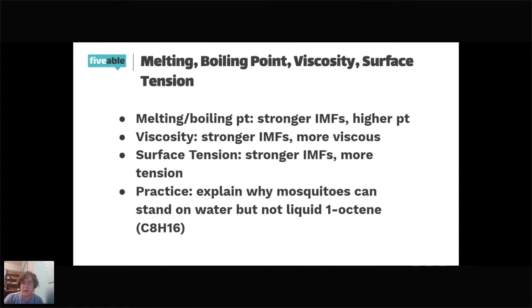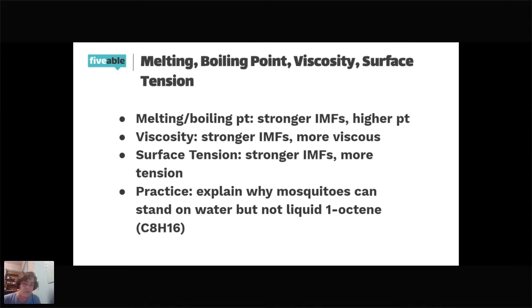But yeah, so surface tension and viscosity are both proportional to the strength of the forces. So the melting and boiling point are also higher if the IMFs are stronger in a sample. I hope that's intuitive. Viscosity, same thing, stronger IMFs, more viscous. And surface tension, stronger IMFs, more tension.